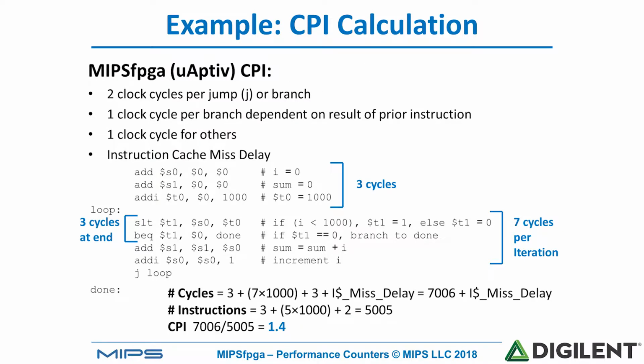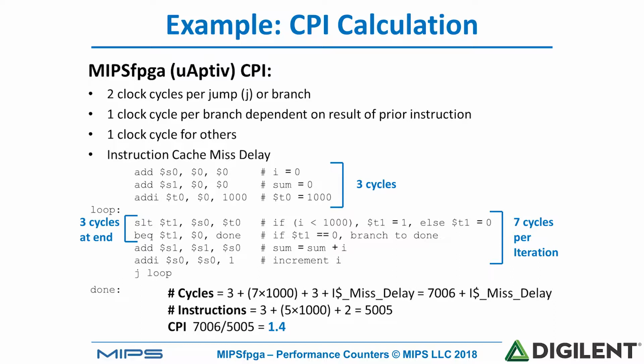Let's compare this with the pipeline from the MicroOptiv processor. Each jump or branch requires 2 clock cycles, and in this pipeline, a branch that's dependent on the result of a prior instruction only takes 1 clock cycle. All others also take 1 clock cycle, although we have to also take into account the non-ideal memory, the instruction cache miss delay.